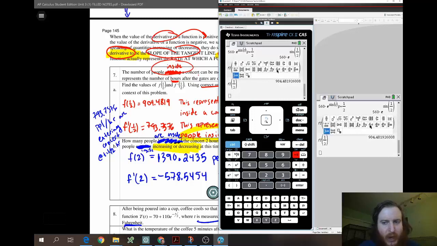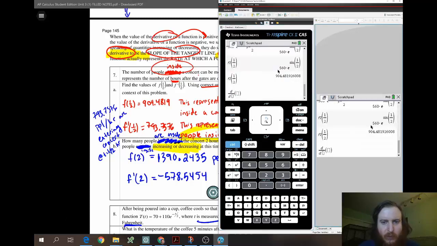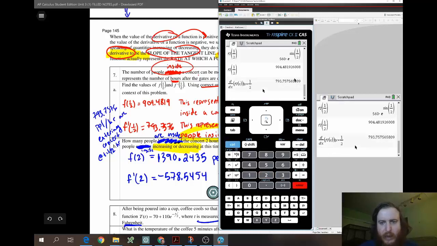And same thing we could have done. You can't do prime, but you can do this derivative notation. So d dx of f1 of x, and the whole at, this one does need the at x equals 1/2. And so we could have done this and gotten the 793. So that's how you would use it, integrating the graph with the calculator side.